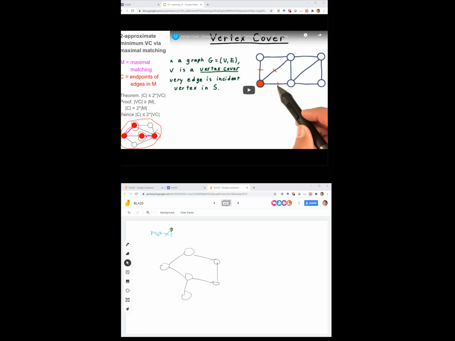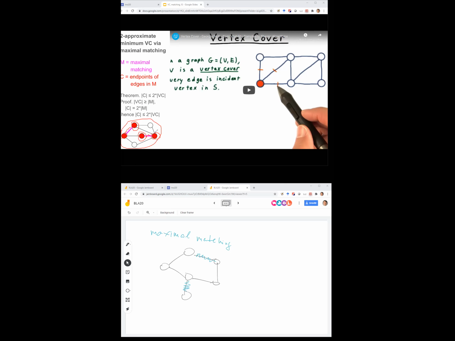Remember, you don't have to find the maximum matching. It's enough to find a maximal matching. How do you find a maximal matching? Well, very easily. We take the edges one by one. Let's take this one. Okay, now I cannot take this. I cannot take this. Which one can I take? Well, I can take this one. Could have taken any other. Well, now I cannot take this one, I cannot take this one. So I claim that this is a maximal matching, right? I cannot add any edge to it.